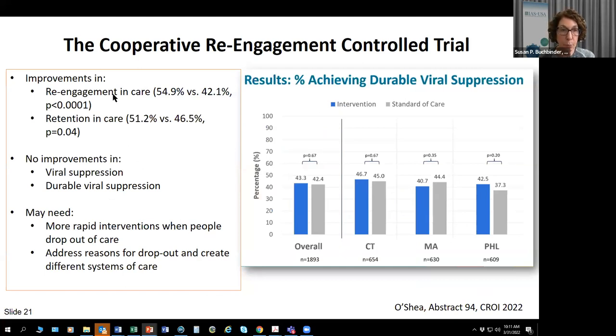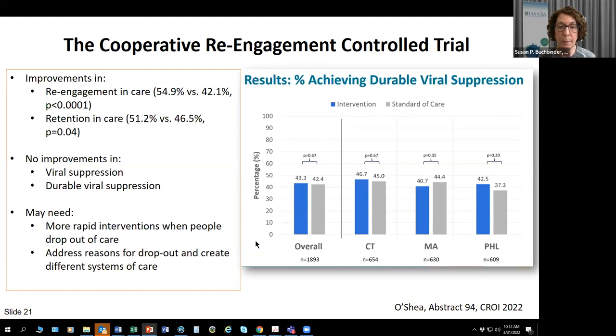So they did improve re-engagement and care somewhat. It went from about 55% in the group that had the intervention compared to 42% in the control condition. And there were more people retained in care, 51% versus 46%. So that was a marginal improvement. But there were no improvements in viral suppression or what I'm showing on the right, which was durable viral suppression. So you can see what the levels of durable viral suppression were like, but there was no difference between the intervention and the standard of care arm.